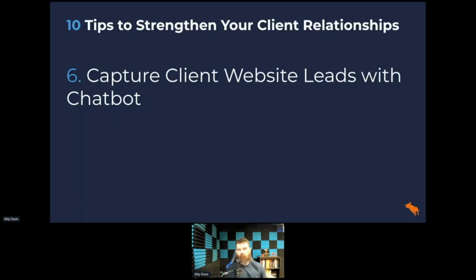Number six is around capturing client website leads with a chatbot. This is a newer feature for automation where a chatbot can live on your website, and you can capture unknown visitors that are coming to your website, and then pass that information along to whomever on your team it's appropriate for.